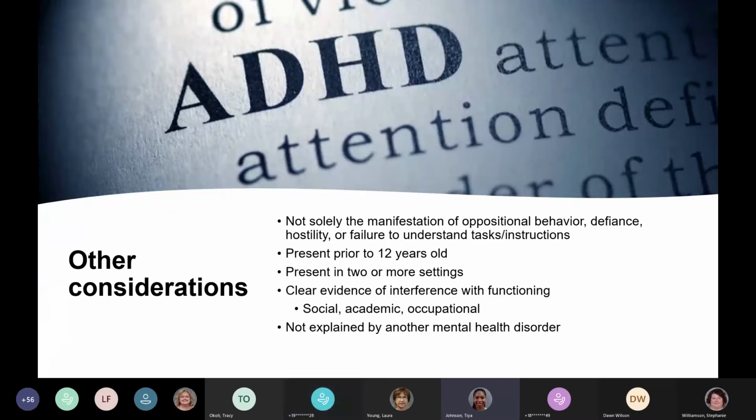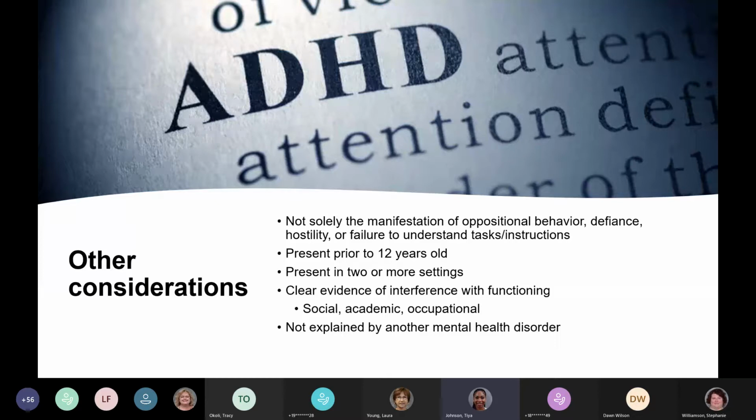Now, when we are thinking about ADHD, we have to have other considerations as well. These symptoms are not solely the manifestation of oppositional behavior, defiance, hostility, or a failure to understand the task and instruction. So if you have these symptoms in those situations only, this may not be ADHD. You need to make sure that these are not only symptoms that are in the times of severe oppositional behavior and defiance, or because the kid doesn't understand what's going on.